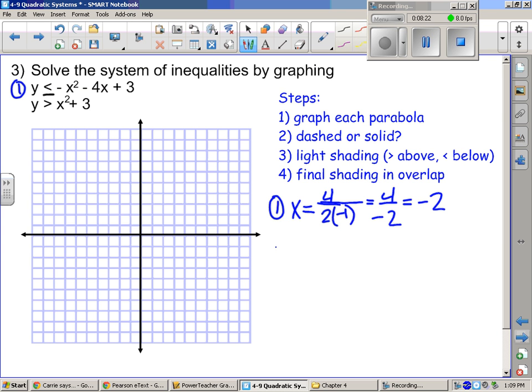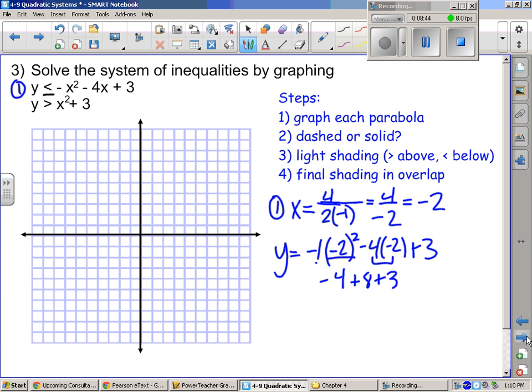Then, to find the y, we're going to plug it in. Remember, this is negative 1 out in front times negative 2 squared minus 4 times negative 2 plus 3. Negative 2 squared first is 4, but then we want to multiply by the negative. We'll get negative 4. Then negative 4 times the negative 2 will get a positive 8. And then I'm going to add 3 more. When I put the first 2 terms together, I get a 4. Add 3, it's a 7. So the first vertex that I have is at negative 2, 7. That is over here.